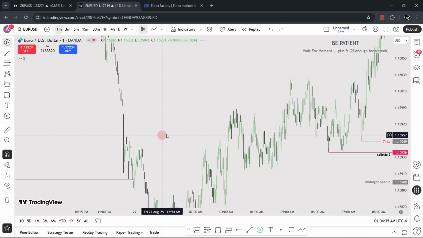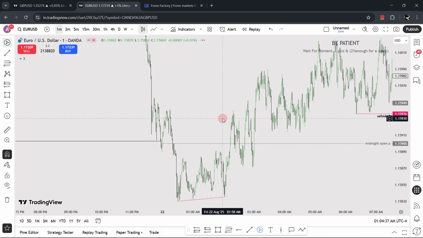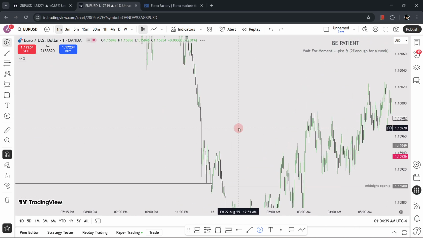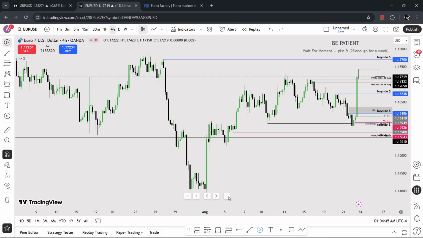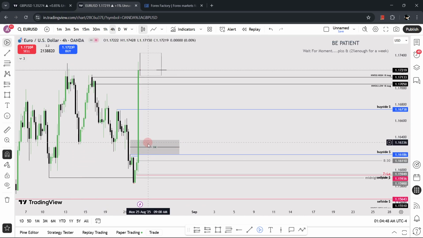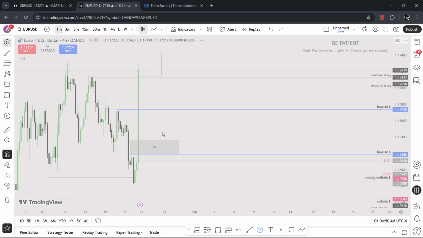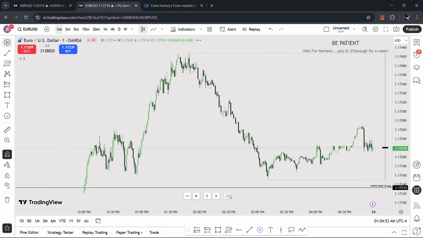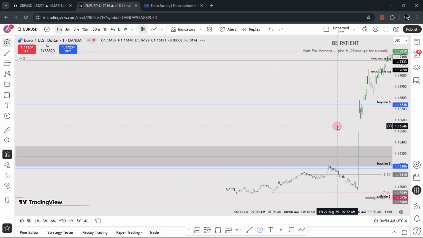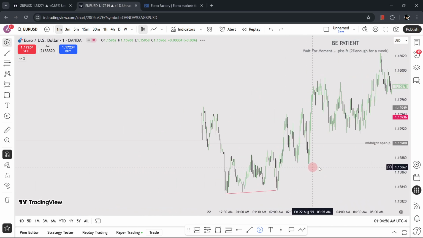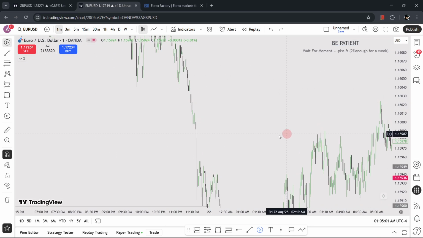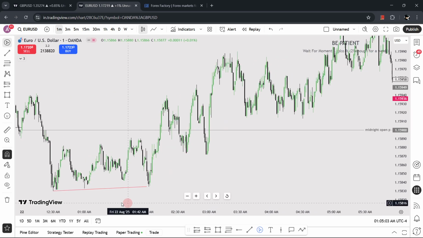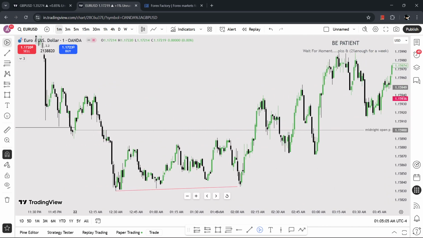There is a 4 hour fair value gap up here. So we'll go to that, the subject market. Yeah, there it is. Okay, so this is the target that we are looking for. So let's go to the trade setup.